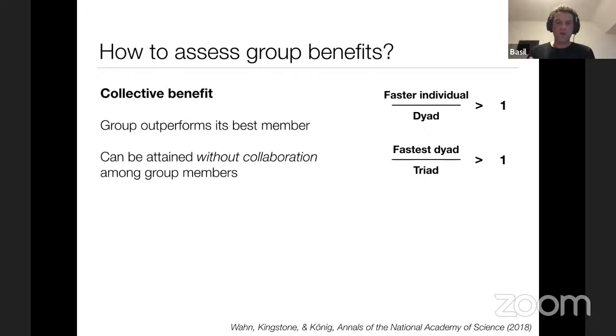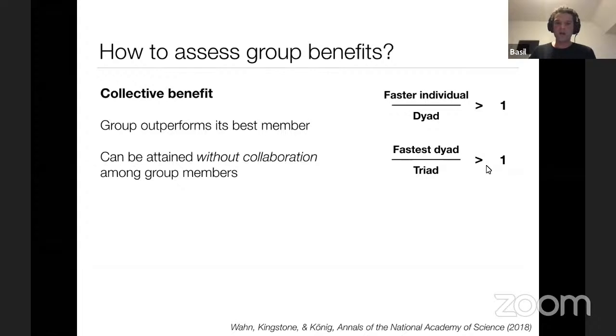You can do this in the following way. For the visual search task, you can take the fastest individual search time, so the best member in the dyad group, and divide it by the dyad. You get a ratio, and if it's above 1, this would indicate that there is a collective benefit. You can do something analogous for the triads by taking the fastest dyad pairing in a triad and dividing it by the triad. So again, you get ratios for your collective benefit.